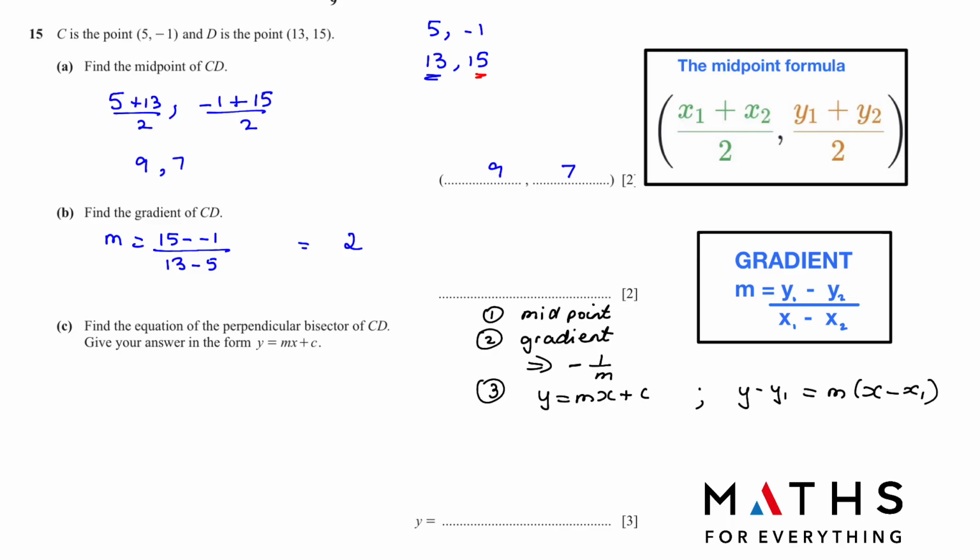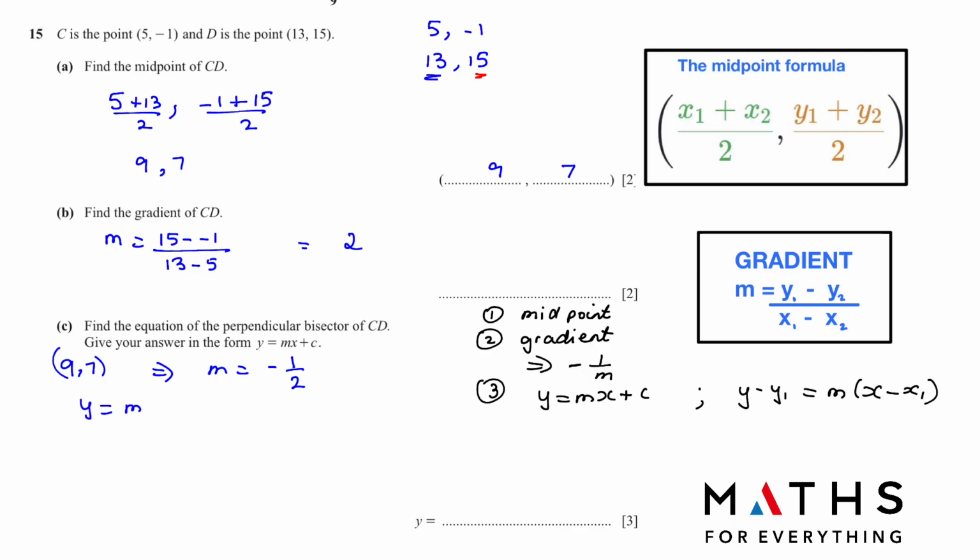Let's continue. So our midpoint is (9, 7). I will use y = mx + c. Choose any one point, this or this. I'm using the point D, (13, ...). I'm supposed to use the midpoint. Midpoint is (9, 7) and the gradient is 2. So our gradient that we will use is the negative reciprocal, negative 1 over 2.